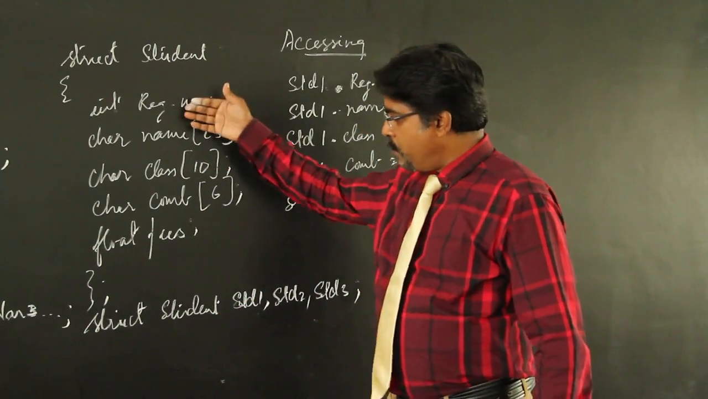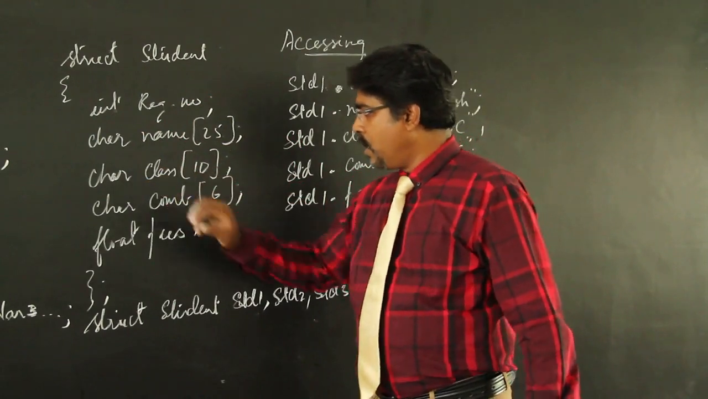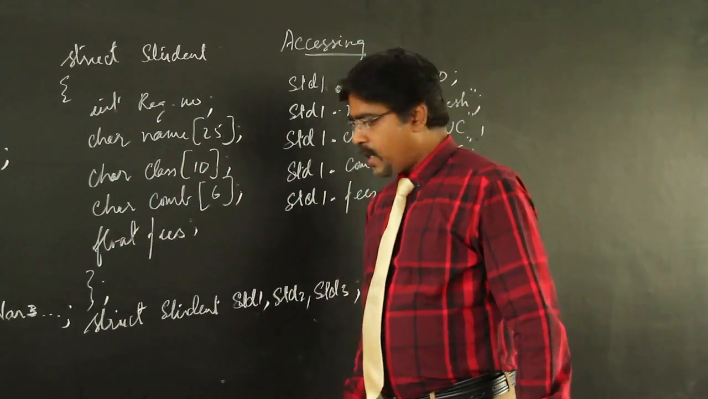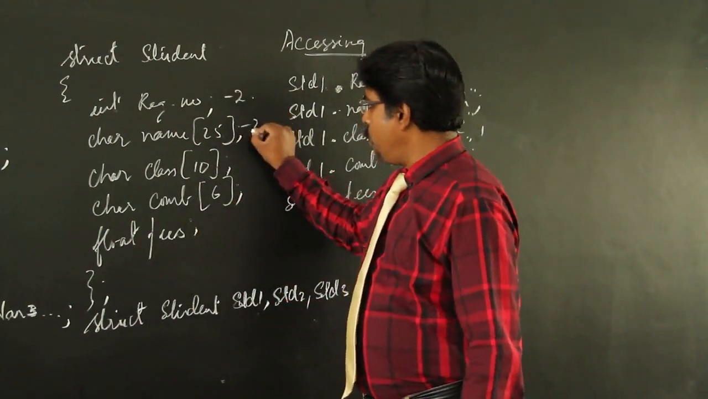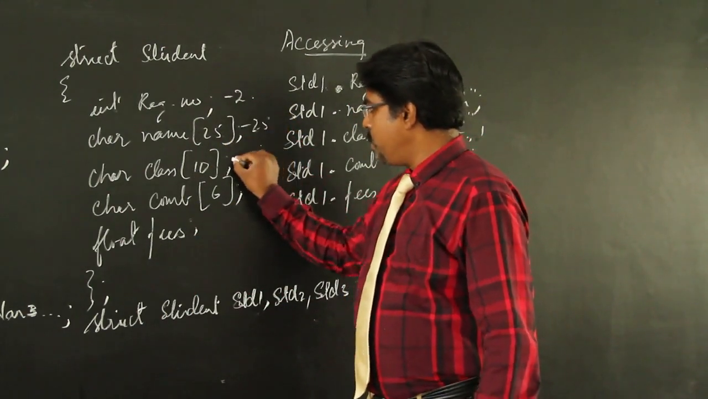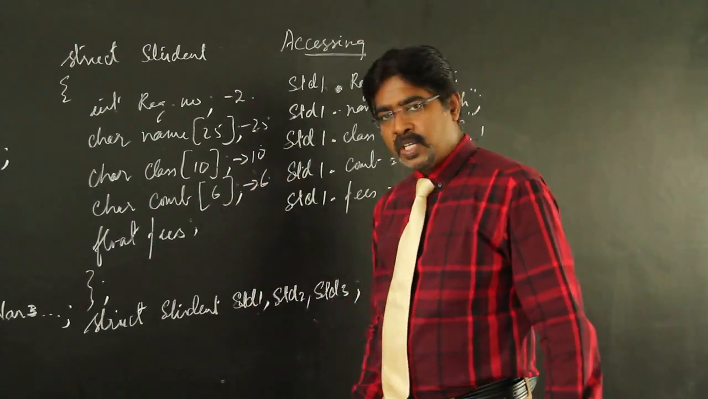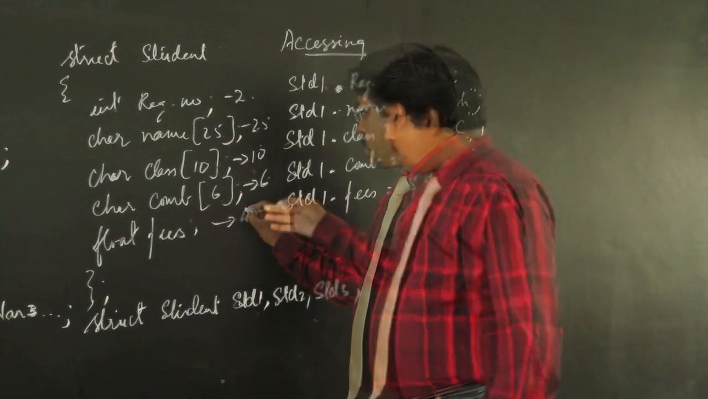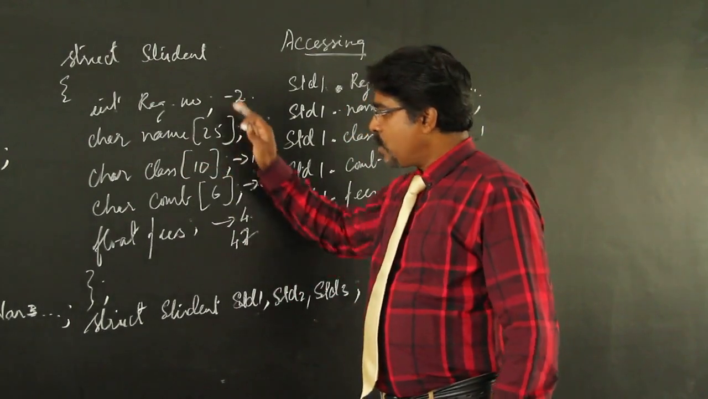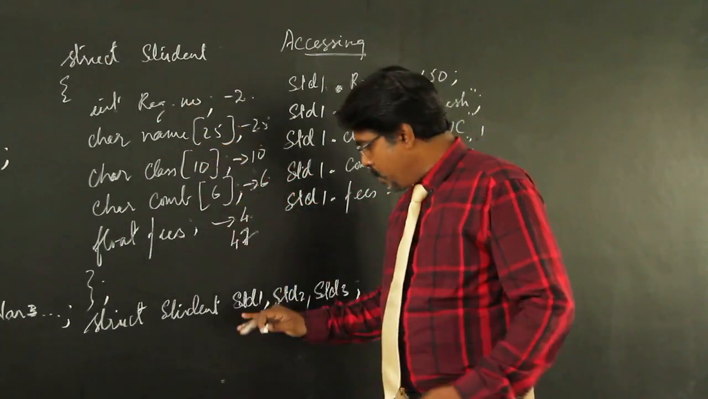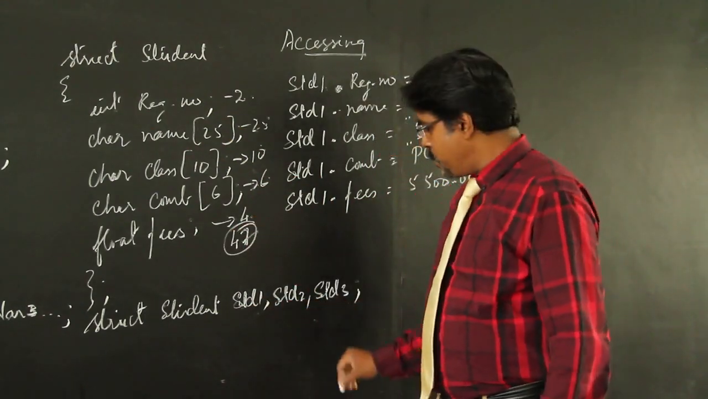So if you count the memory allocation here, 2 bytes for int, likewise 25 bytes for character, 10 bytes for character, and then 6 bytes for character again, and float fees 4 bytes. Let us count. This is 2, this is 25, so 25 plus 2, 27, and then 10, 27 plus 10, 37, then we have 6, 37 plus 6 is 43, and then 4 bytes, 43 plus 4 will be 47. 47 bytes of memory allocation is done for std1. Likewise, 47 bytes for std2 as well as 47 bytes for std3.